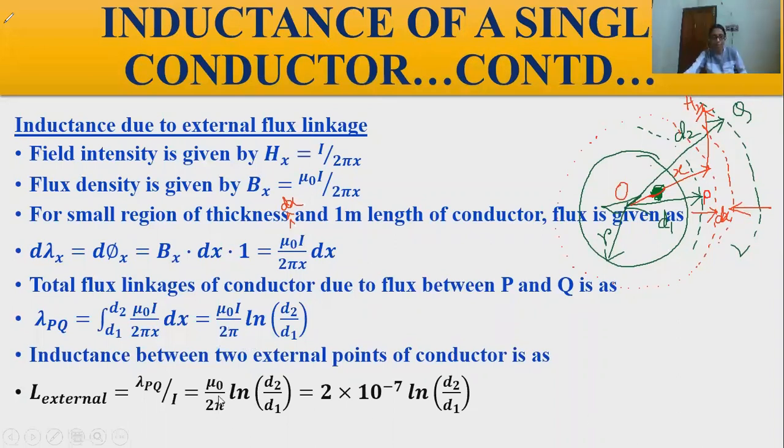Just by putting here the value of mu naught, 4 pi into 10 to the power minus 7, the expression is coming as 2 into 10 to the power minus 7 ln D2 by D1. Previous one was 0.5 into 10 to the power minus 7, but here the expression L external is coming as 2 into 10 to the power minus 7 ln D2 by D1.